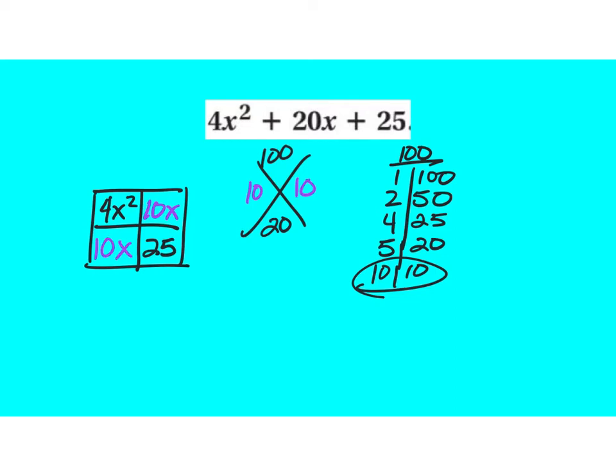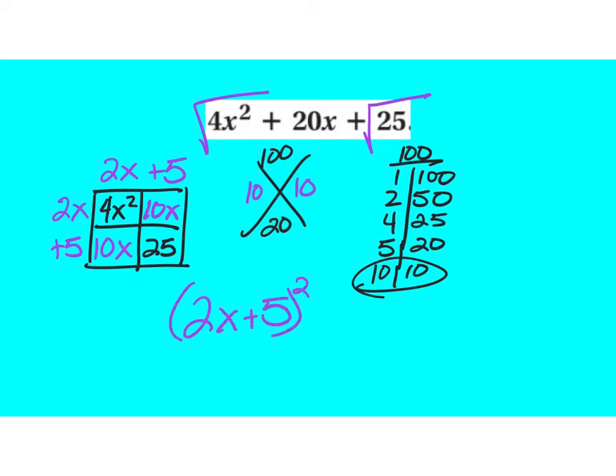So the greatest common factor would be 2x. And down here, it looks like a plus 5. Here too, 2x plus 5. If you notice, it's like the square root of the first one and the square root of the last one. So then we would have 2x plus 5 squared.